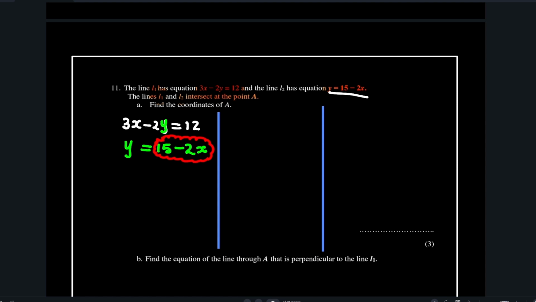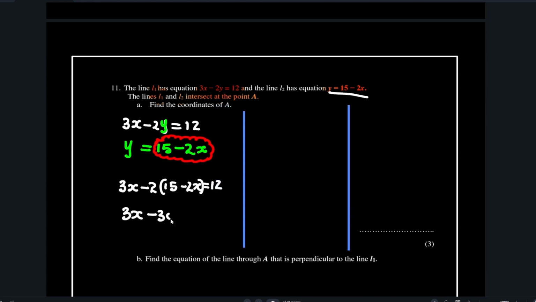So we can use the substitution method in order to work this out. Now we are going to have 3x plus 2 into bracket 15 minus 2x equals 12. Now we can open the bracket and put the like terms together, which translates to 3x plus 4x equals 12 plus 30, because that was a negative, and once it goes to the other side of the equal sign it becomes a positive. Now this becomes 7x equals 42.